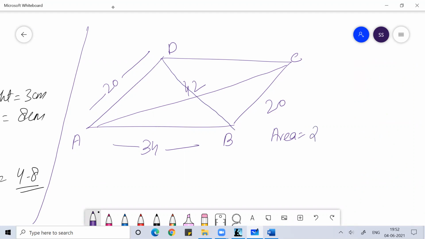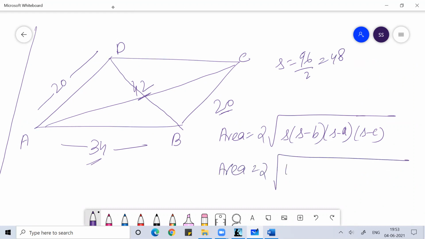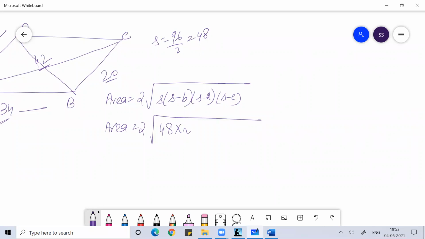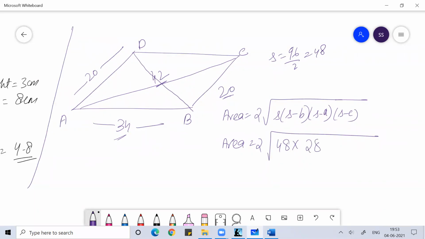Very good. So I would simply have used s minus a into s minus b into s minus c. What is the s here? Semi-perimeter: 34 plus 42 is 76, plus 20 is 96, 96 by 2 is 48. So we got the s value as 48. 48 minus 20 is 28. 48 minus 42 is 6. And 48 minus 34 is 14.